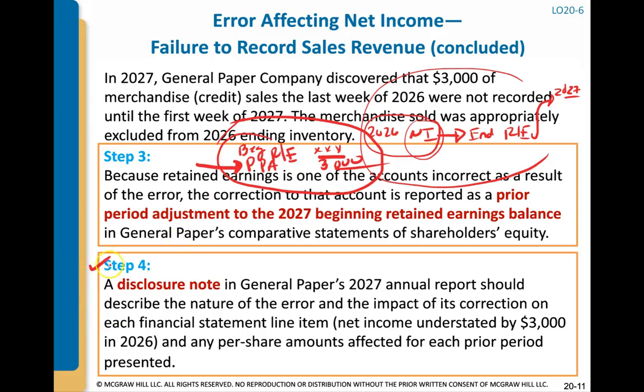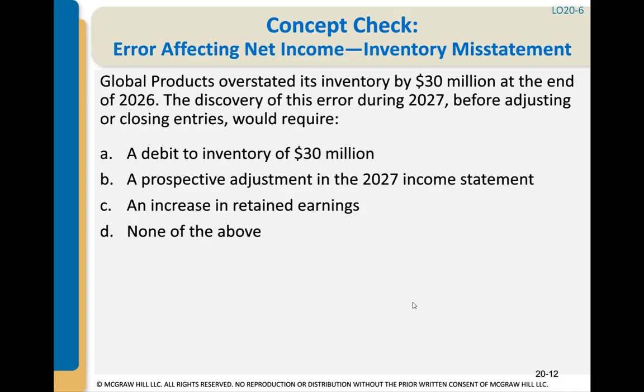And then step 4, no matter how you present on the financial statements, a disclosure note is required, and it should describe the nature of the error, the impact of the correction on each financial statement line, which in our situation would be that our net income was understated by $3,000 in 2026, and any earnings per share amounts that were affected for the prior periods that are presented. Let's do a concept check.